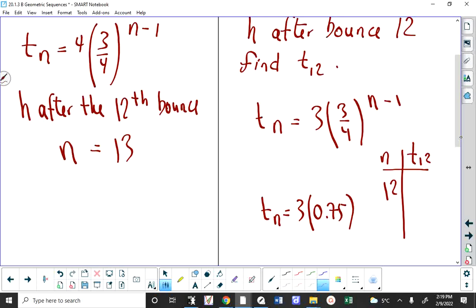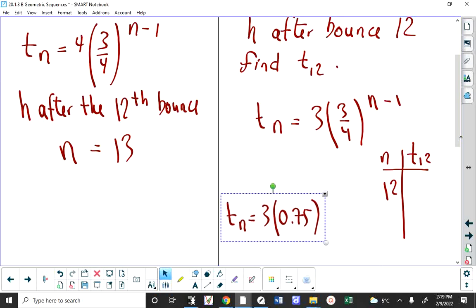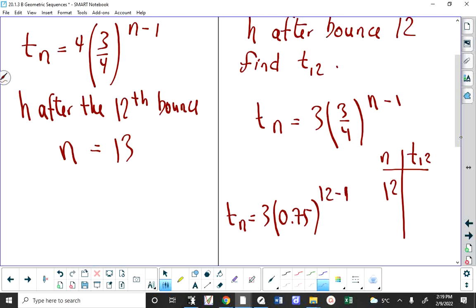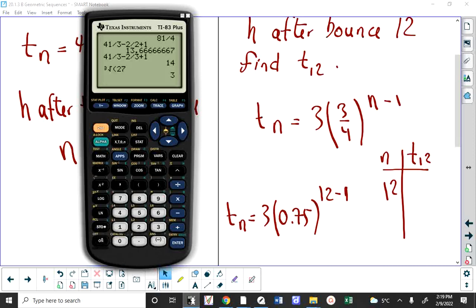When you're asked for a question about a measurement as an answer, we typically don't want it as a fraction. We want it as a decimal. I think that's fair. Raised to the 12 minus 1, which is 11. But anyway, 3 times 0.75 raised to the 11.